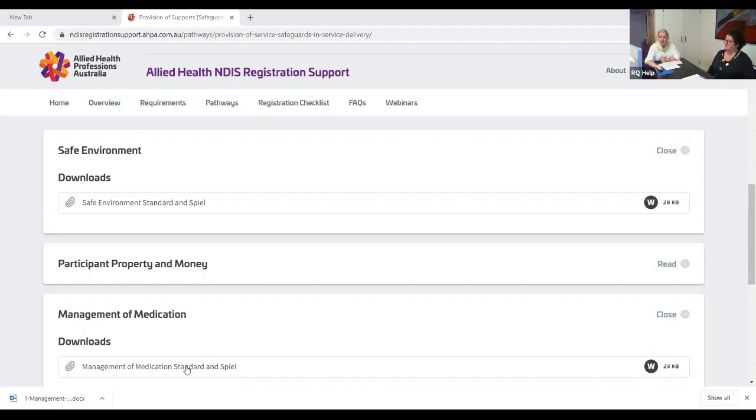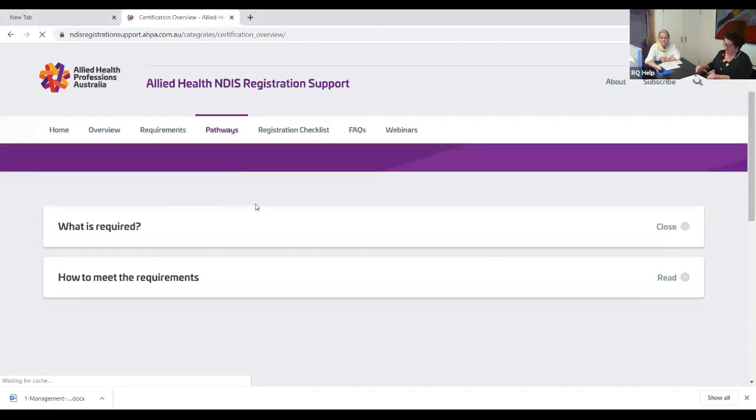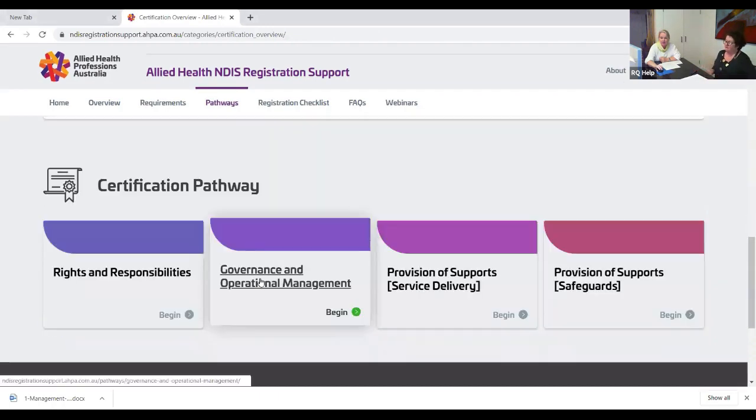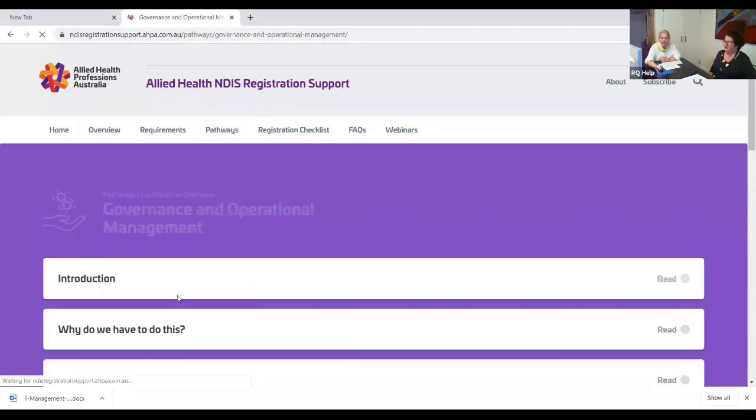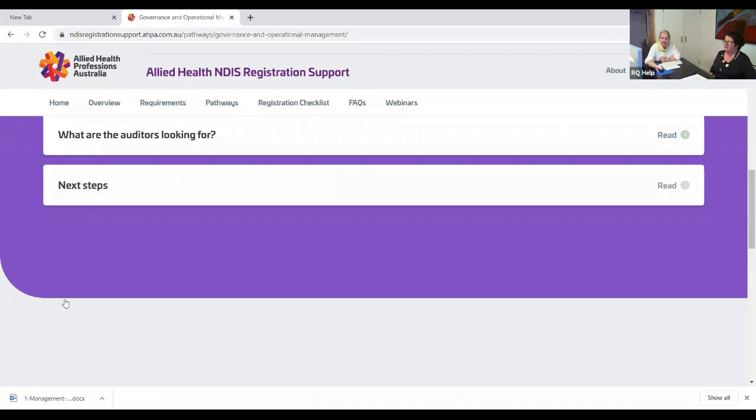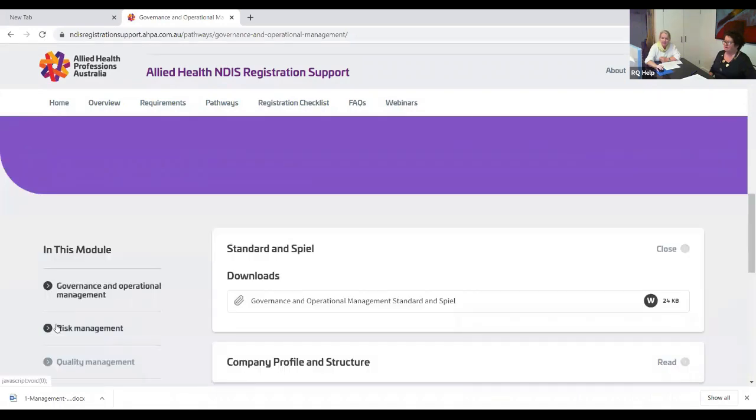All right, so Jen, do you want to... So let's go back to the risk management standard, substandard, which is in governance and operational management. So back to the pathway, certification, governance and operational management. And then second one down. Risk management.